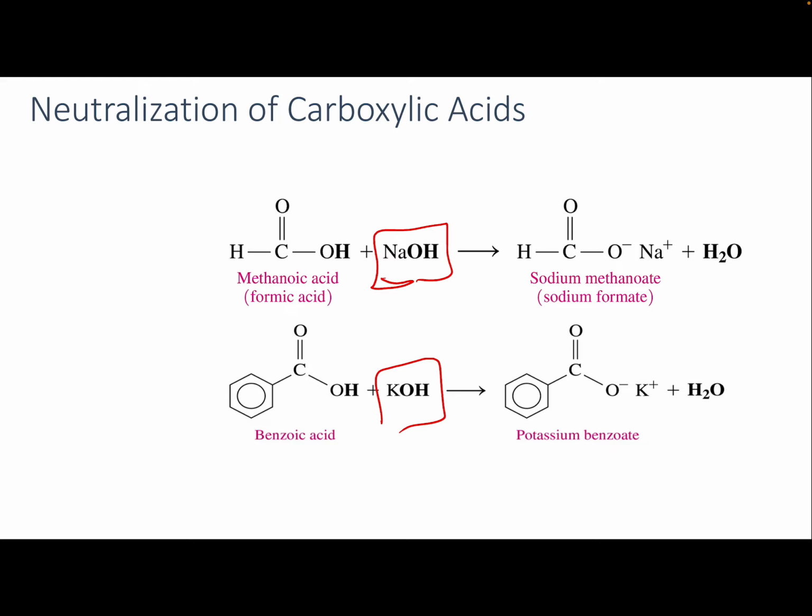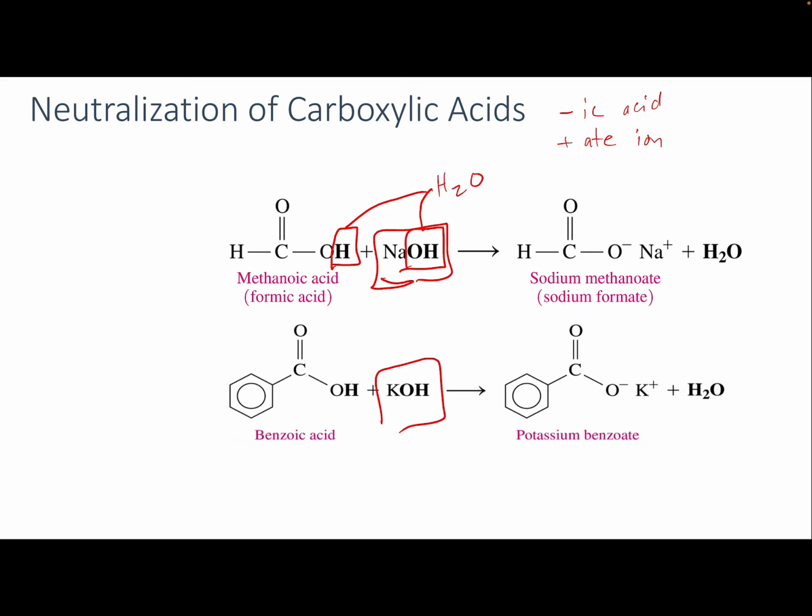Now the carboxylate ion is made by replacing the ic ending with ate. So instead of oic, it becomes oate. Minus ic, add ate ion. Ic acid, add ate ion. So here we can see methanoic acid. Highlighted is the water that forms from the neutralization.